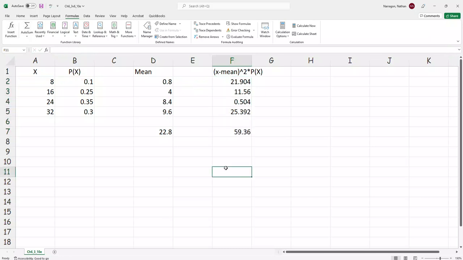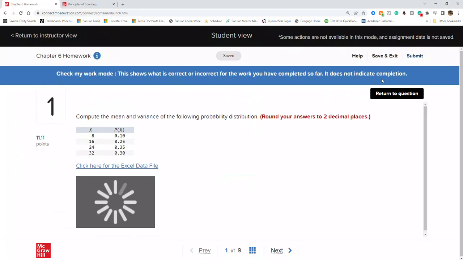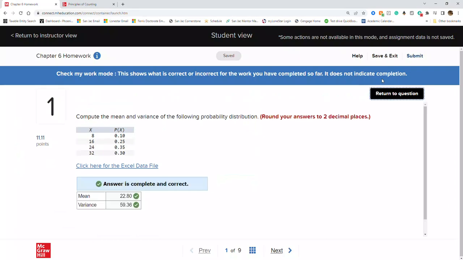So my variance for this random variable probability distribution is 59.36. And there we go. So that's question 1.